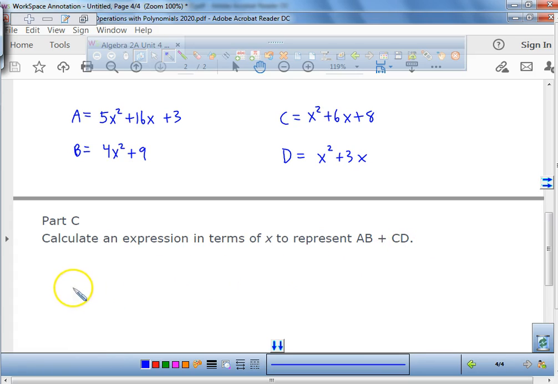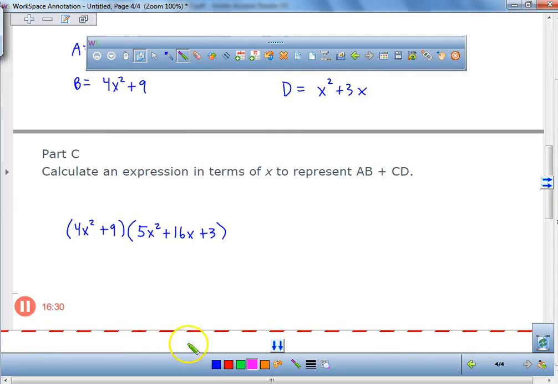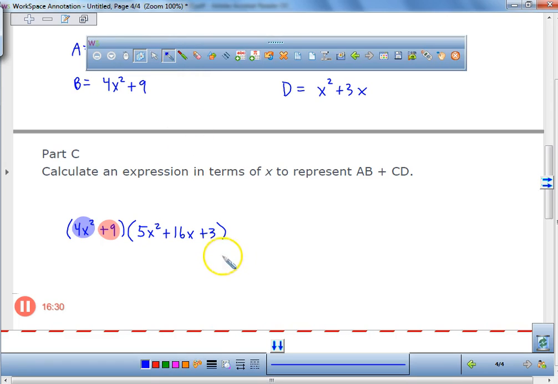So here's what I'd like you to do. I would like you to take 4x squared plus 9, which I know technically is b, but I'd like you to put it up front, and I would like you to multiply it to a, which is 5x squared plus 16x plus 3. Now I'm going to be using 2 different colors, okay? I'm going to be using blue, and then I'll be using red. So here's what we have to do in the blue.